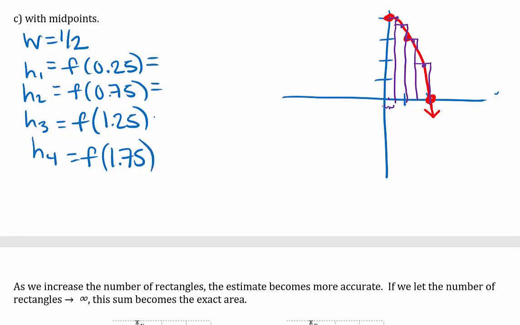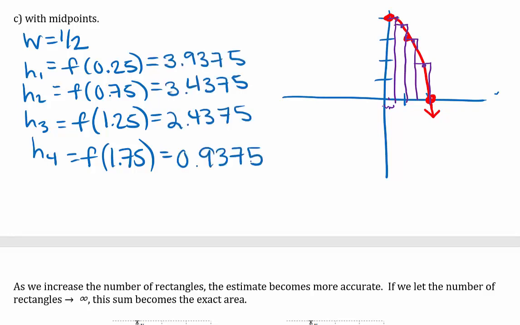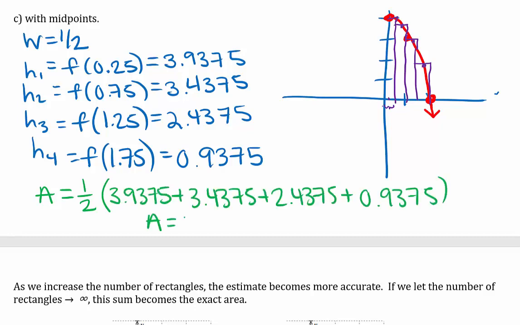And so I'm going to plug all of these x values into my function to get my heights or my y values. I used a calculator to help me with that. And then finally, to find my area, I take my width, which is 1/2, and I'm going to multiply that by the sum of all of these heights. I put this into my calculator and I got 5.375 as my estimate for area.